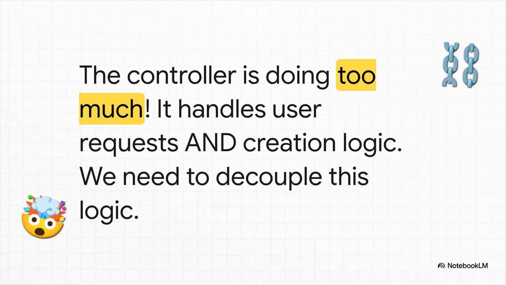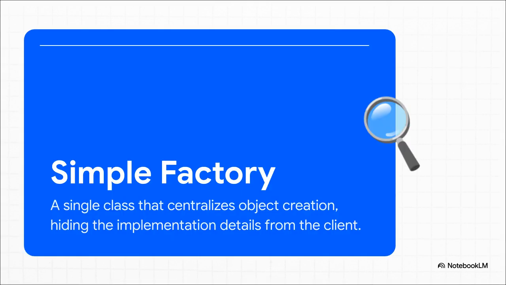The real problem here is that our controller has way too many jobs. It's violating one of the golden rules of good code, the single responsibility principle. It should only do one thing. Right now, it's managing requests and it's building employee logic. So the clear path forward is to pull that creation logic out. Let's decouple this thing. And that brings us to our first hero of the story, the simple factory.